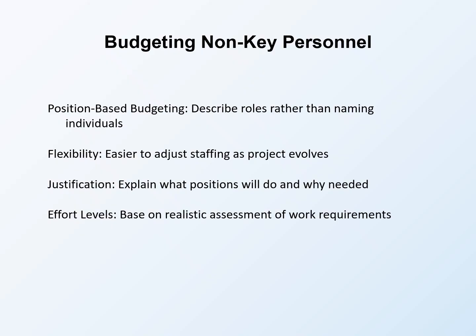Position-based budgeting describes roles rather than naming specific individuals. Instead of naming Jane Smith as research assistant, you budget a research assistant position at a specified effort level and salary range. This approach works well for positions where the specific individual may change or is not yet identified.